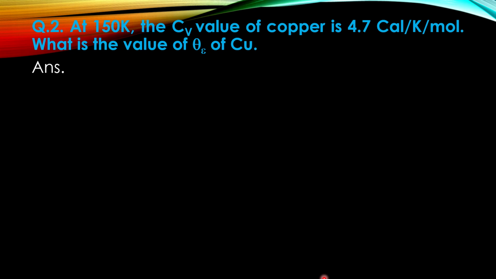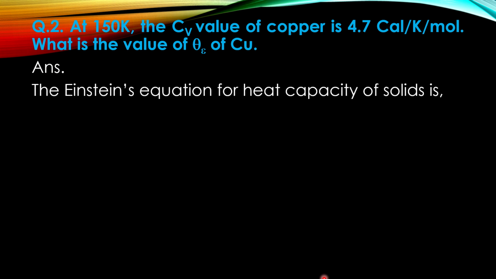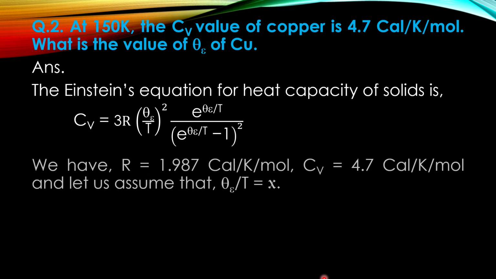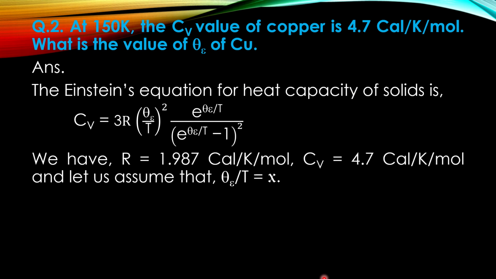Now, the second and last question of this lecture. At 150 Kelvin, the Cv value of copper is 4.7 calorie per Kelvin per mole. What is the value of theta epsilon of copper? Okay. So the Einstein equation, what is the equation? We know the equation. This one is the equation. Now, we know the value of R, and the value of Cv is given, which is 4.7.